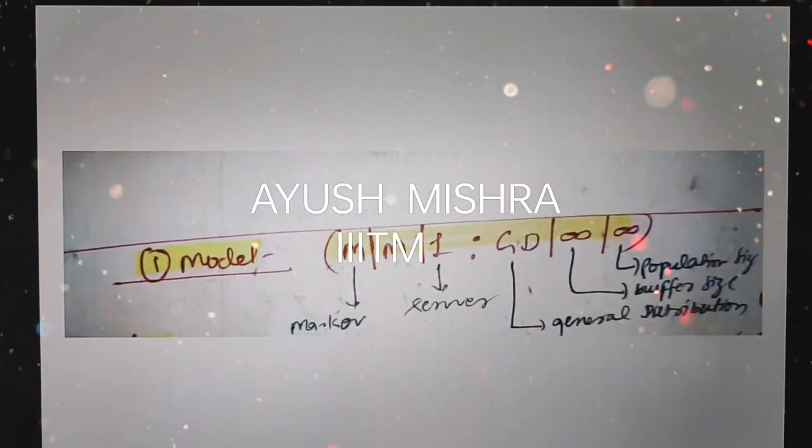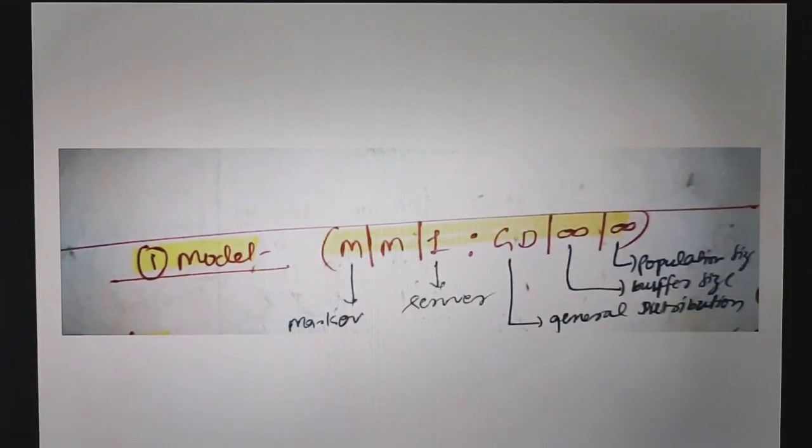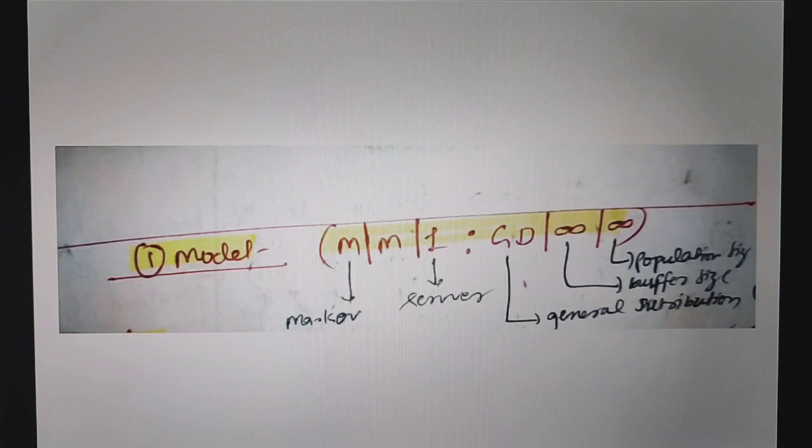Hello guys. So in the series of queue theory, I am going to discuss model number 1 in queue theory. So the general format for model number 1 is like this: M/M/1/∞/∞, where the first M stands for Markov process, 1 is the number of servers, GD stands for general distribution, the next infinity is buffer size, and in this the last infinity is population size.